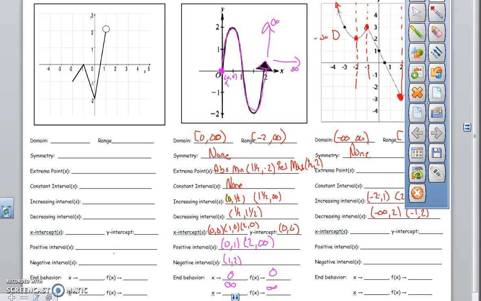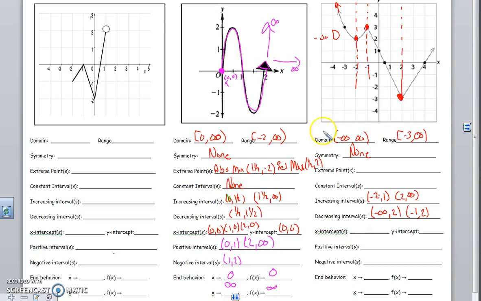Now, let's see if I can change colors here. Looking at x-intercepts, where the graph crosses the x-axis, we're pretty strong here. That is at 1/2, 0. And then over here at 4, 0. You have one y-intercept right there at 0, 1.